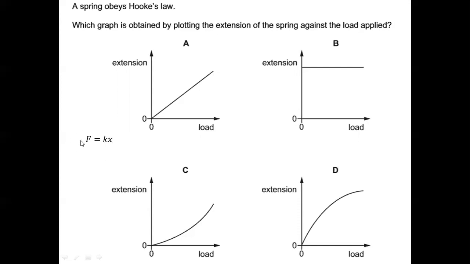Notice that this equation follows the equation for a direct proportionality, which has a general formula of y = kx. Now, for a direct proportionality, its graph should be a straight line with a positive slope, in this case. And the straight line graph should pass through the origin. So among the choices, letter A shows that kind of graph.